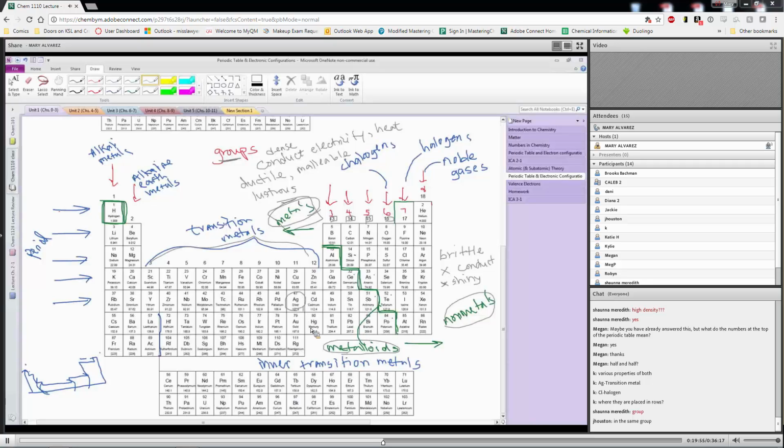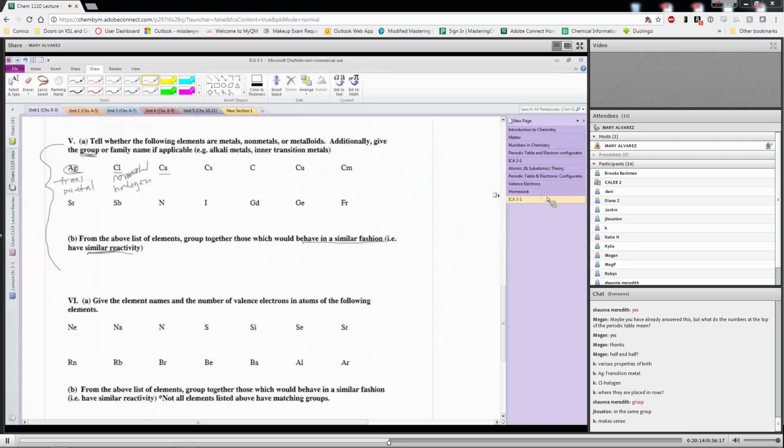Does that surprise you, or does that make perfect sense that copper, silver, and gold should be in the same column? Yeah, I hope that makes perfect sense. Those are all the coinage metals that we make money out of, essentially. Have really similar properties.